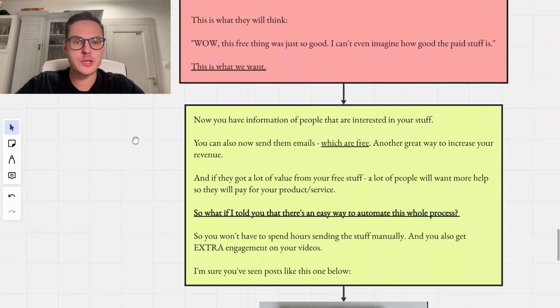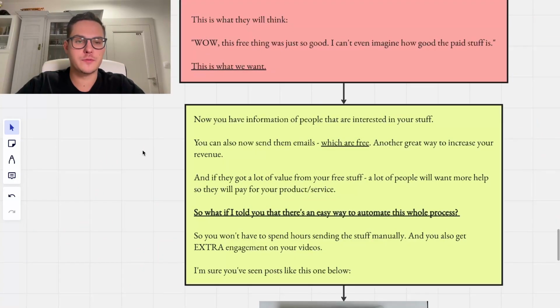So now you have information of people that are interested in your stuff. You got their email, maybe you got their phone number, and now you can also send them emails, which are free, and this is a great way to increase your revenue. And if they got a lot of value from your free stuff, a lot of people will want more help, so they will pay for your product or service.